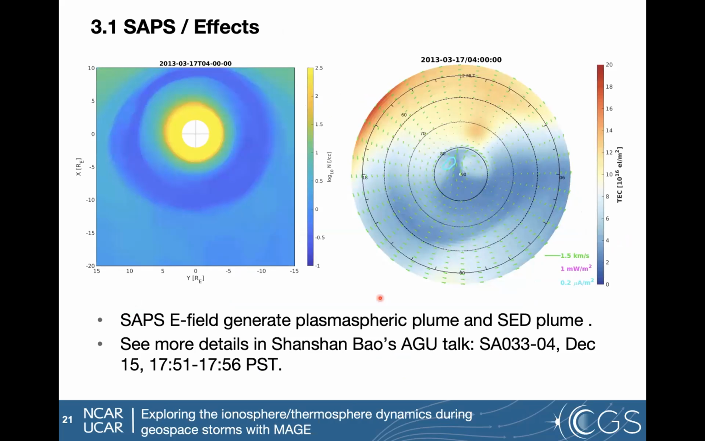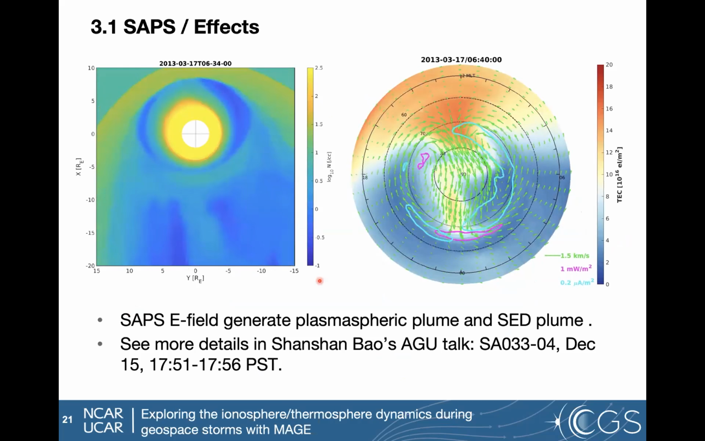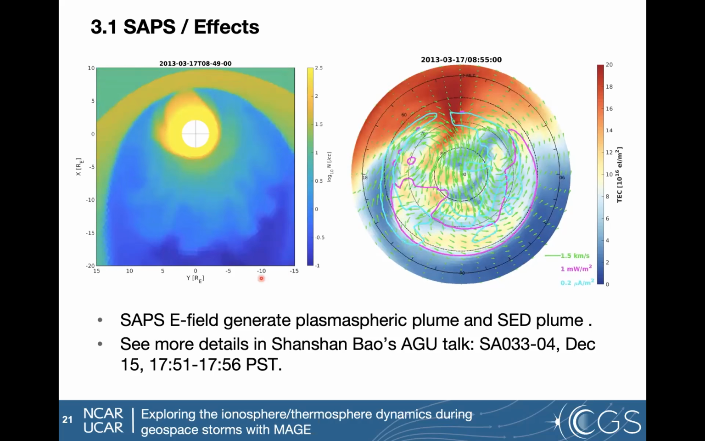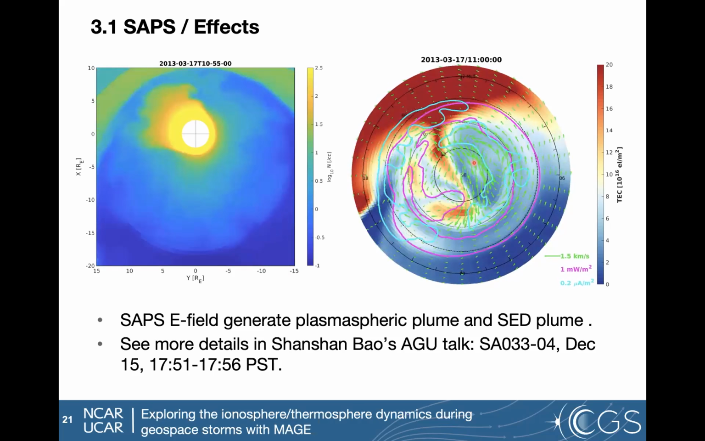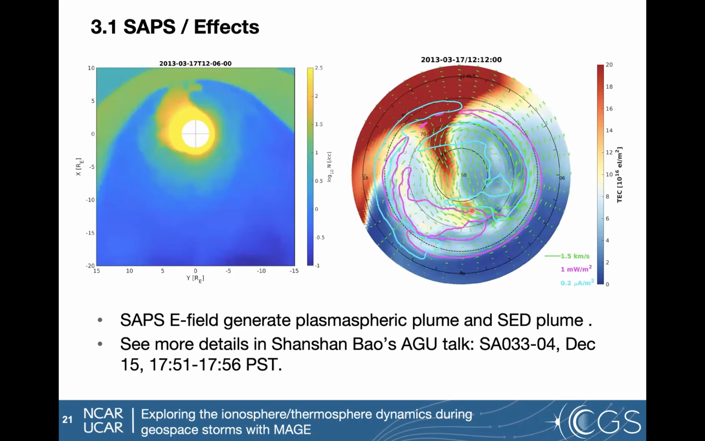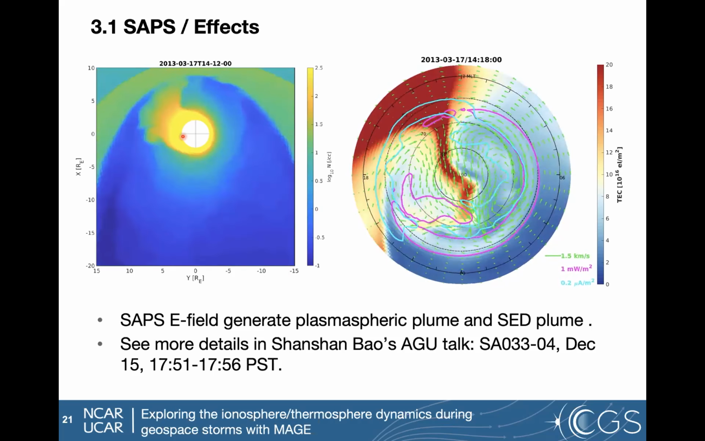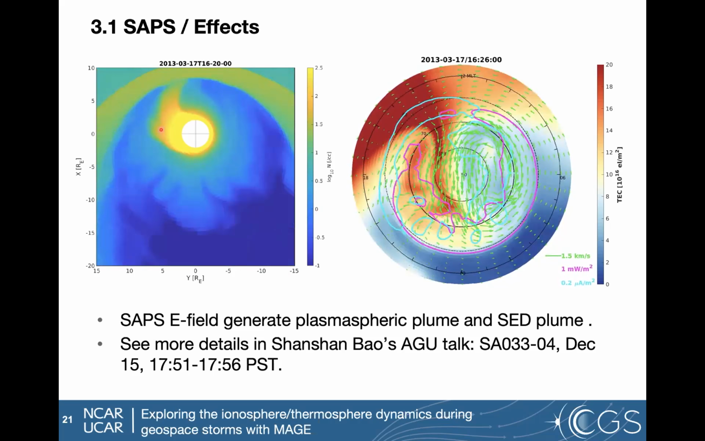So we may want to move a little forward to learn what the effects of SAPS are. One of the well-known effects of SAPS is that the SAPS electric field can generate the plasmaspheric plume and the storm enhanced density plume. Here I'm showing the plasma density in the equatorial plane and in the ionosphere, and the TEC in the ionosphere. And here on the left, you can see how the plume is formed in the dusk sector as a result of that SAPS E field.